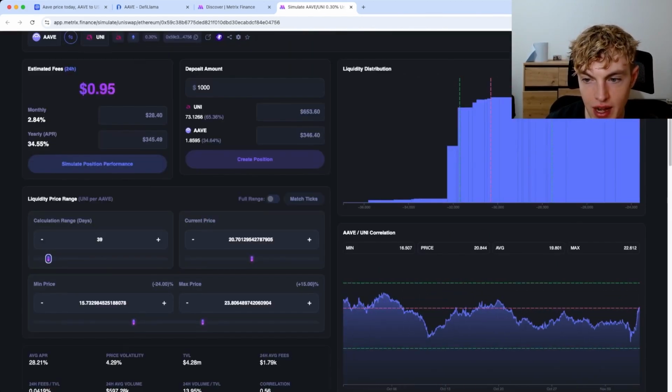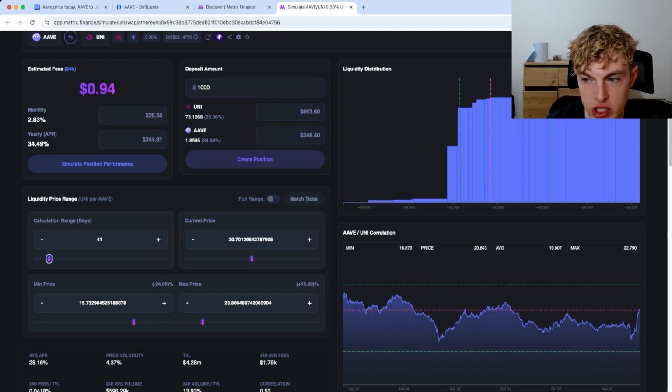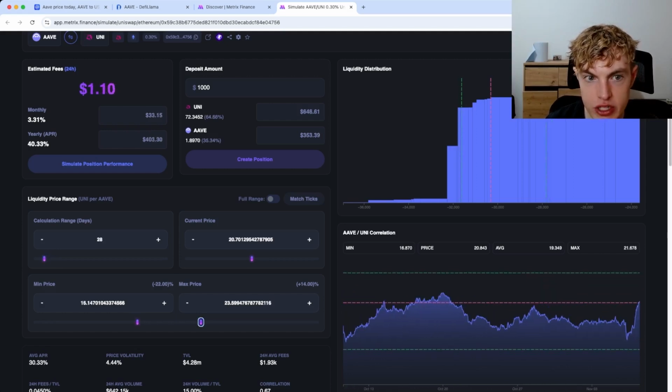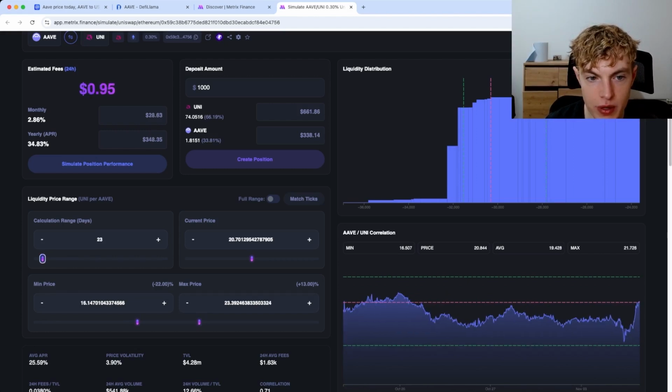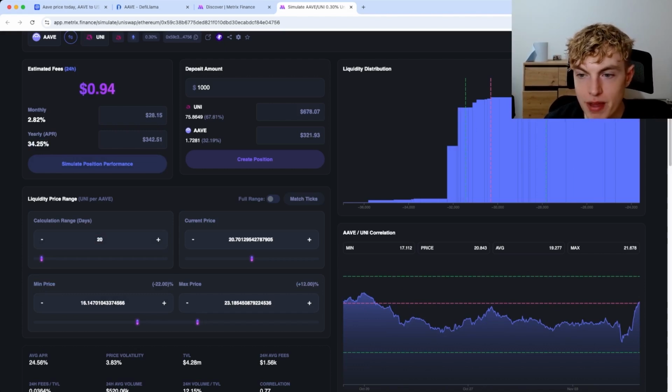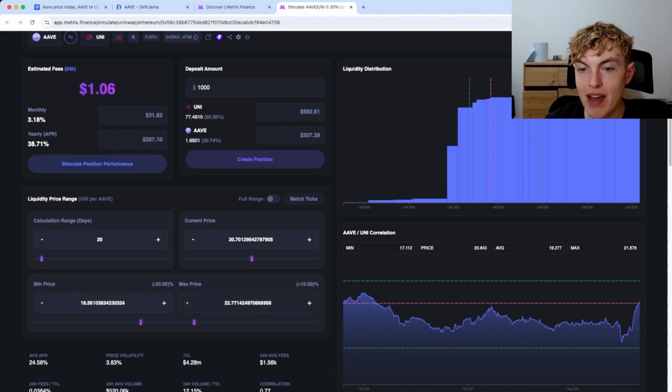Now zooming out, I'm thinking I could possibly make my range a bit smaller, a bit tighter. So to try to squeeze some extra APR, let's get this a bit tighter. And according to a 20-day calculation range with this min price and this max price, we'd be getting 33% APR. If you were to make your range tighter like this, you could squeeze out some more APR, but you may have to readjust your range more frequently, which is not something I really want to do. So I'm not going to make it this tight at the moment, but you definitely could do that.